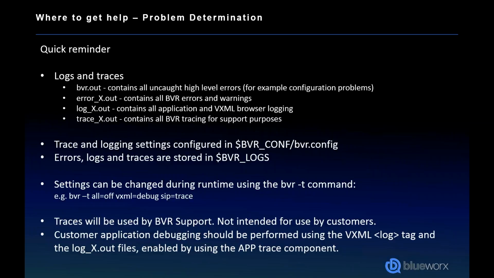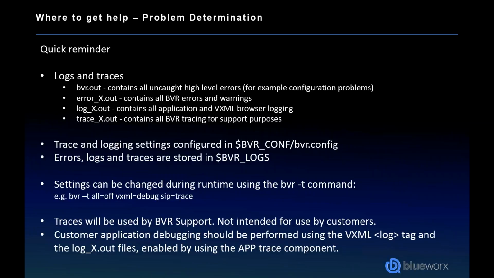As a quick reminder, Richard already talked about some of this, but these are some of the things that I look for, especially from a support standpoint. The logs and traces are all going to be useful. They contain a lot of the trace and log information that we'll use in trying to determine what's happened with the call behavior or within BVR itself. You can configure the trace and log settings in the bvr.config file, and the log files are available in the BVR logs directory.